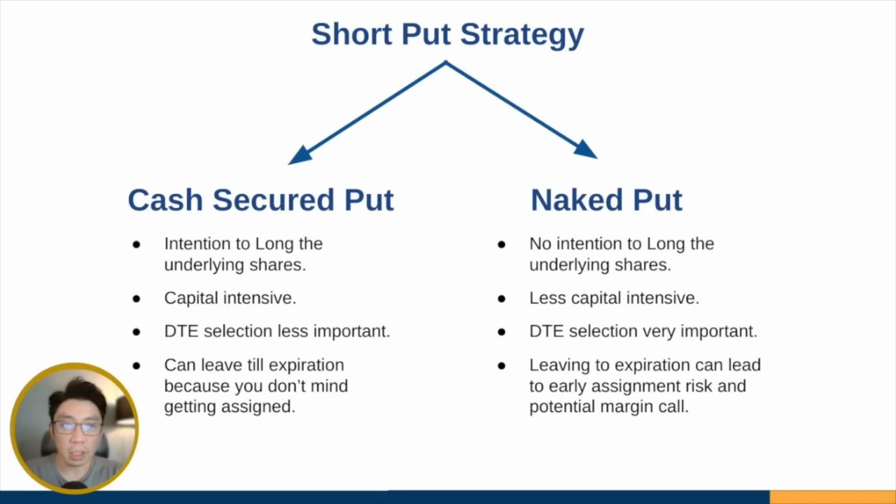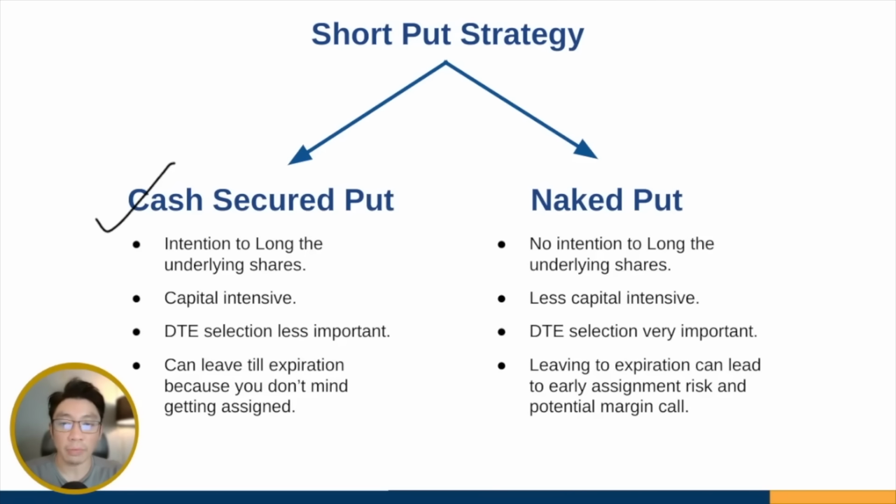So when you're trading the short put, there are actually two types of strategy that you can trade, right? The very first one is the cash secured put. With the cash secured put, basically your intention is to go long the underlying shares, right? So for every put option that you sell, you want to get assigned on this put option, which means that you're going to get long 100 shares at the strike price that you choose. So this strategy is generally more capital intensive, and the DTE selection is actually less important, right? Because you don't mind getting assigned.